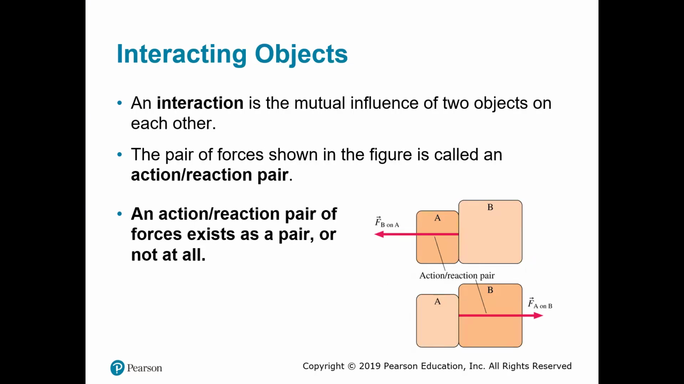Same thing, let's assume you have two objects. Object A, for example, is pushing object B. So that force is called F_A on B. And then A also will feel a force from object B. That is called F_B on A. Again, the force magnitudes are the same. The direction is opposite, and we call it an action and reaction pair.